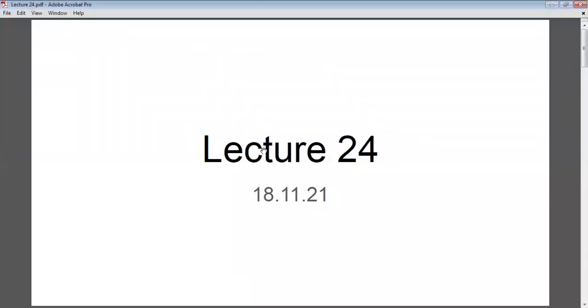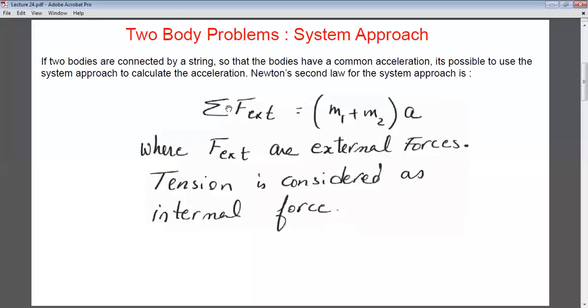Hello. In today's lecture, we will continue working on chapter 4, and in particular, I will be solving exercises using systems. Okay, so two body problems, that is what we discussed in yesterday's lecture. If two bodies are connected by a string so that the bodies have a common acceleration, it's possible to use the system approach to calculate the acceleration.